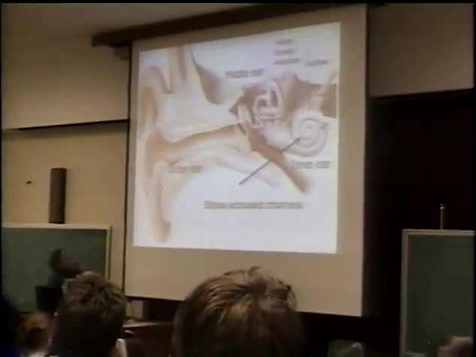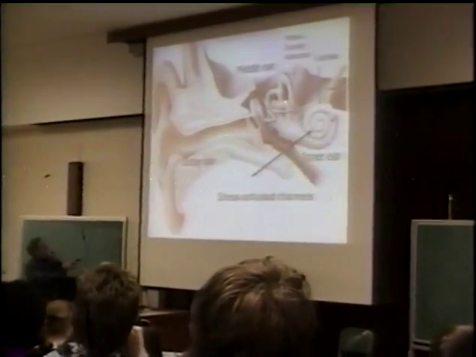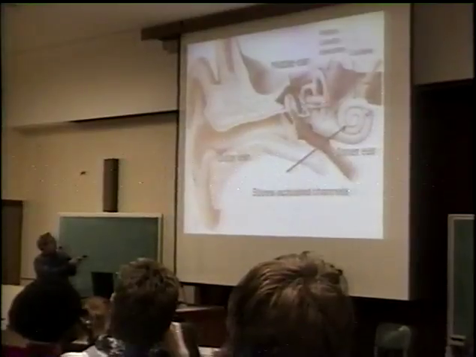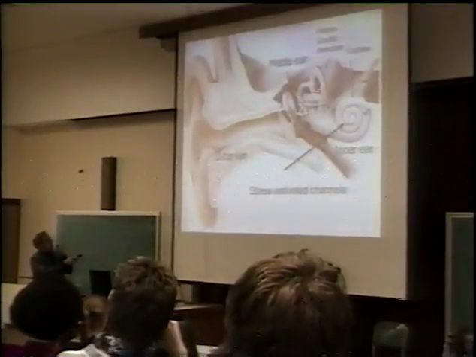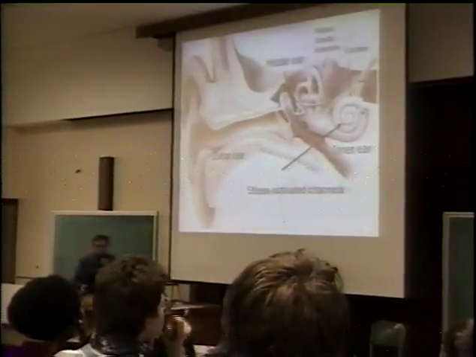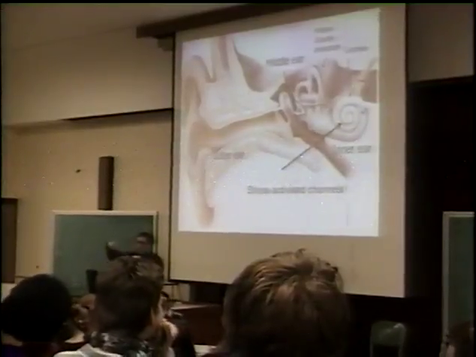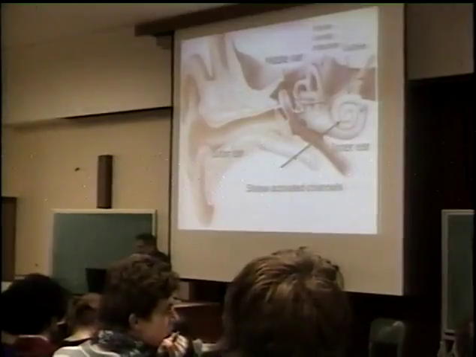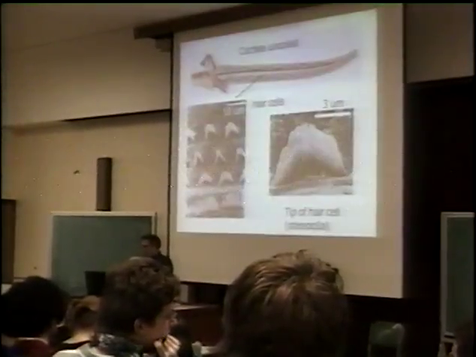I mentioned the motion detectors and gravity detectors. They're in similar fluid-filled cavities in the inner ear as well. And they will respond by opening those stretch-activated channels, depolarizing the cell, and then releasing neurotransmitters which will act on the other cells to take that information to the rest of the body.